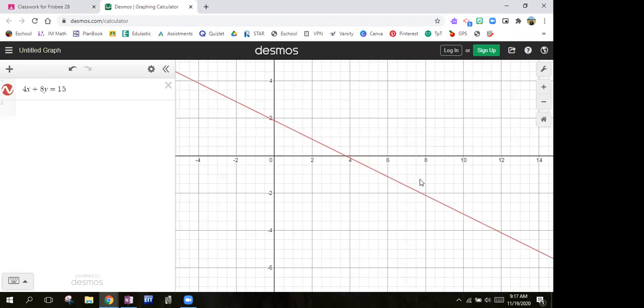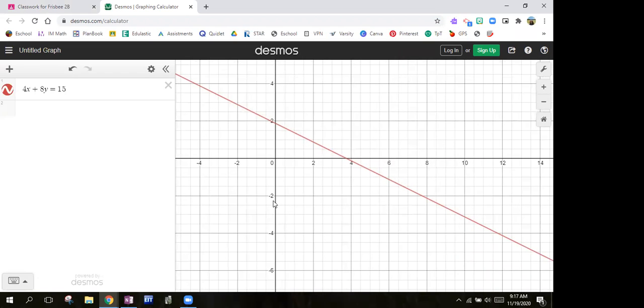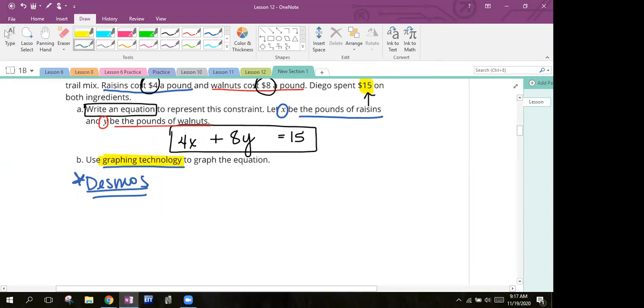And you're probably like, obviously, Ms. Frisbee, that's the only thing on the graph. But in the future, when we start doing multiple equations on here, it's going to assign each equation a different color. Okay, so we know that when we graph a line on a coordinate plane, if I click anywhere on this line, I know that each one of those X and Y coordinates represents a solution. It's the amount of pounds of raisins and the amount of pounds of walnuts that makes our equation true. Okay, so going back to our notes, we graphed it on our technology, boom.